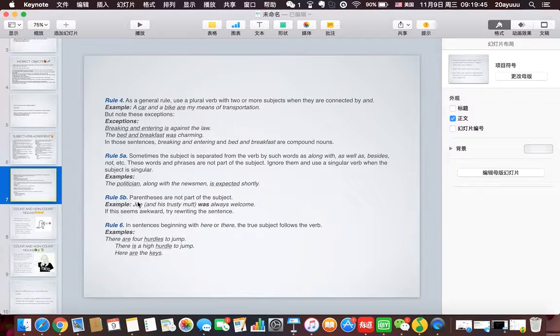Number 5b. Periods of this are not part of the subject. Example: Joe and his trusting mind was always welcome. If this seems awkward, try rewriting the sentence.